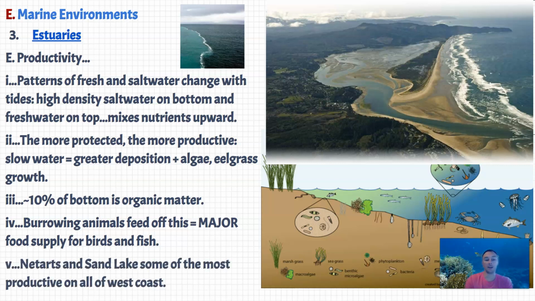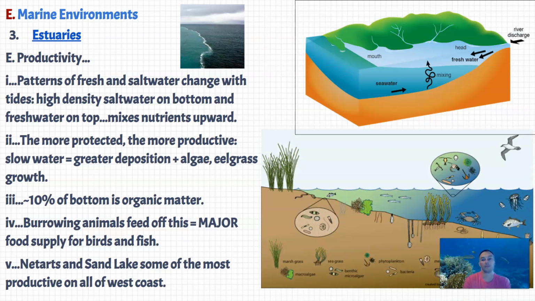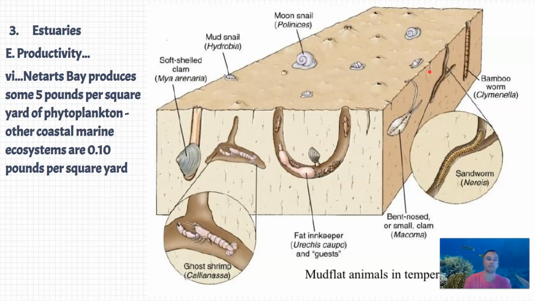Netarts and Sand Lake are some of the most productive on all of the West Coast. That includes California, Oregon, and Washington. They're rated as some of the cleanest and some of the most productive estuaries out there, which is pretty cool. And here's a picture of that mixing effect as the fresh water is coming in, salt water making that wedge underneath, and then those two pushing against each other. That causes turbulence, and that causes all of this just to get mixed up really nicely in there.